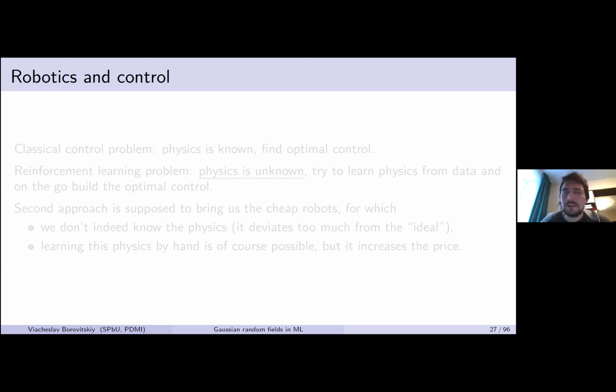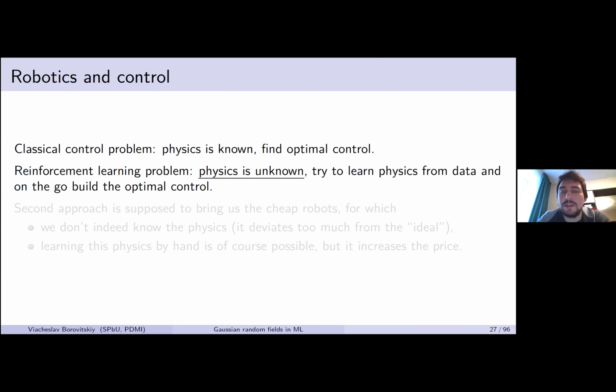And the last application that I have here is in robotics and control. Some introductory words: the classical control problem is in the setting where physics is known and we want to find optimal control, while the more modern reinforcement learning problem is to do the same while the physics is unknown and you want to learn this physics while you're seeking the optimal control. So at the same time, you have to understand what world you live in, and decide how to optimally interact with this world.